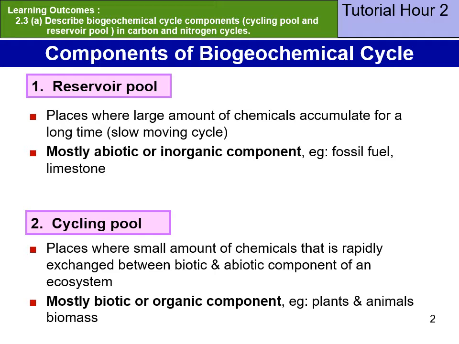So what is the difference between the reservoir pool and cycling pool? Reservoir pool is the places where a large amount of chemicals accumulate for a long time, and mostly abiotic or inorganic components. Example, fossil fuel and limestone. While the cycling pool is the places where a small amount of chemicals is rapidly exchanged between biotic and abiotic components of an ecosystem, and mostly biotic or organic components. Example, plants and animal biomass.